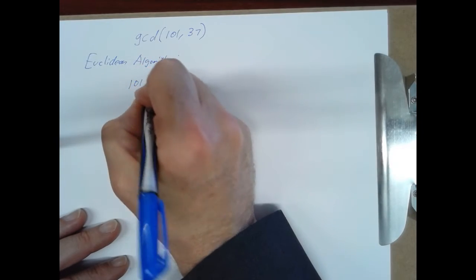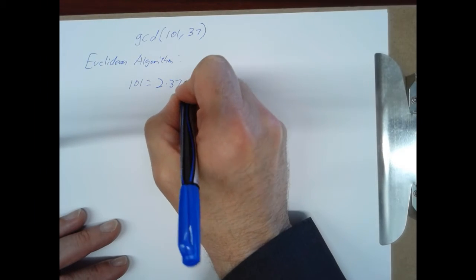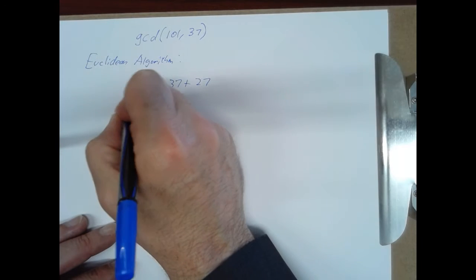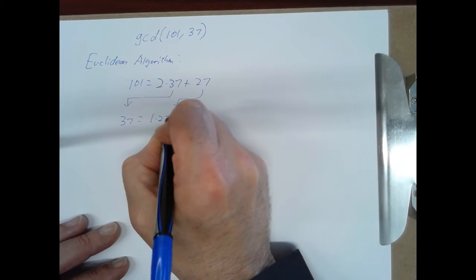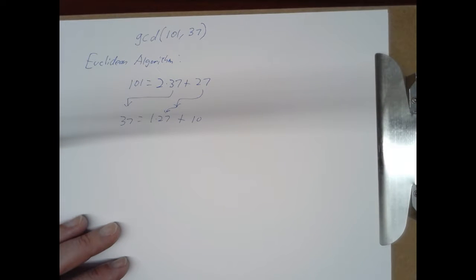All right, so 101 equals, so how many times does 37 go in? I think it's twice. 2 times 37 plus 74, 27 maybe? You're going to have to check my math for me. 37, 74, 94, I think that's right. And so bring this over. 37 equals 1 times 27 plus 10. Is it 26? 27? Okay.